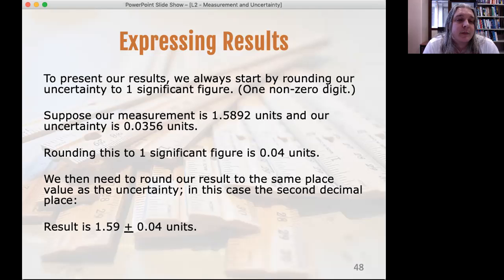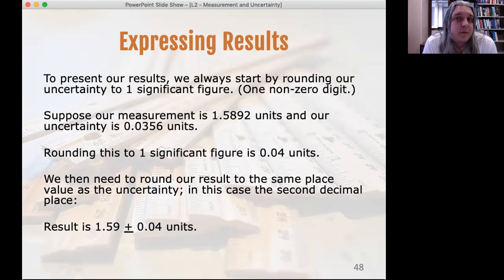So suppose we have a measurement of 1.5892 units and our uncertainty is 0.0356 units. We round our uncertainty to one significant figure, which is 0.04 units. Right? That's just basic rounding. 0.0356 rounds to 0.04. So as I said, the rule is one non-zero digit. So you can write as many zeros as you need to put it in the right place. So we have 0.0 so that the 4 is in the right position. But as soon as you write 4, that's our one non-zero digit taken up. We can't write anything else after the 4.